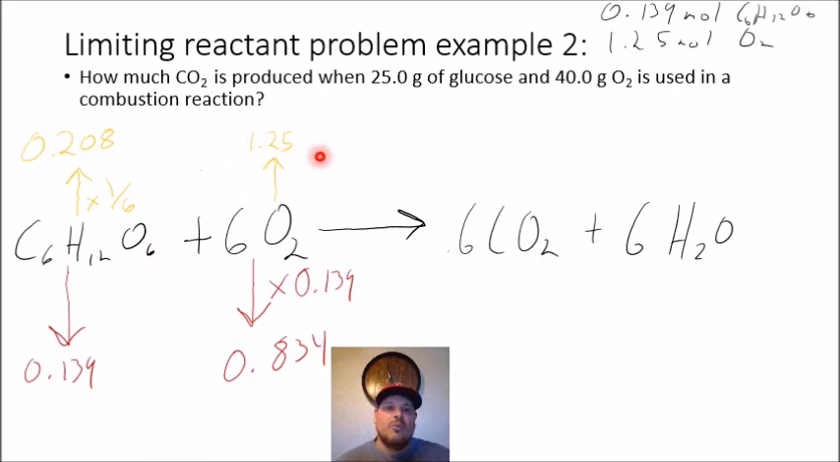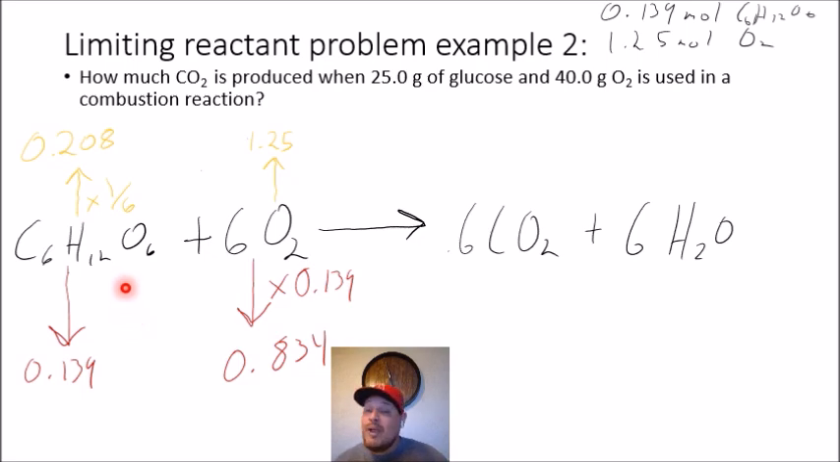Now let's take a look at this, like we said before. In order for us to completely react all of the oxygen, which in this case is 1.25 moles, I need to use 0.208 moles of glucose. I only used 0.139. There's not enough glucose. In other words, it would run out first. Once again, we see that it would run out first. Therefore, we can verify that glucose is in fact our limiting reactant.